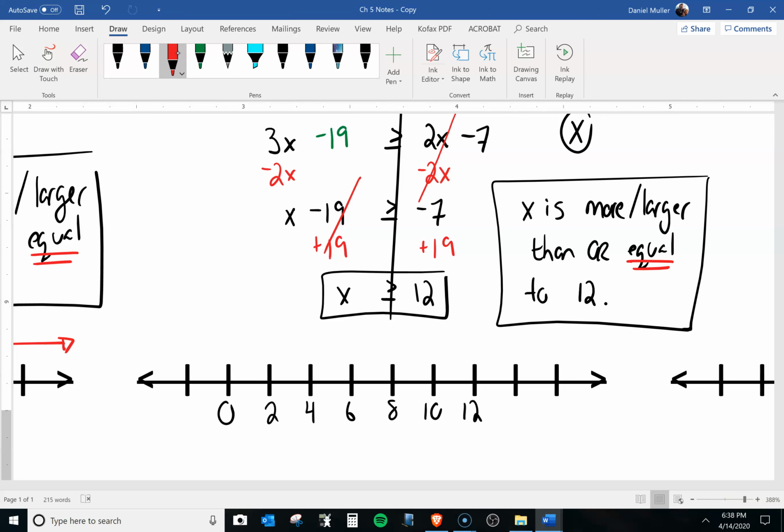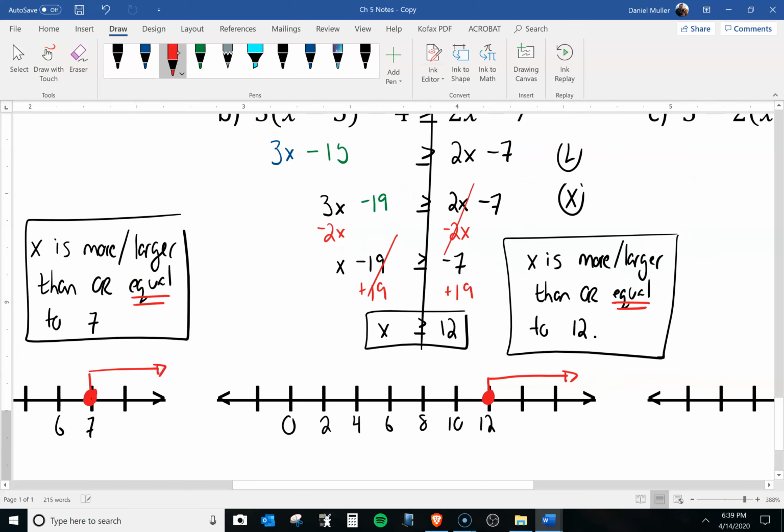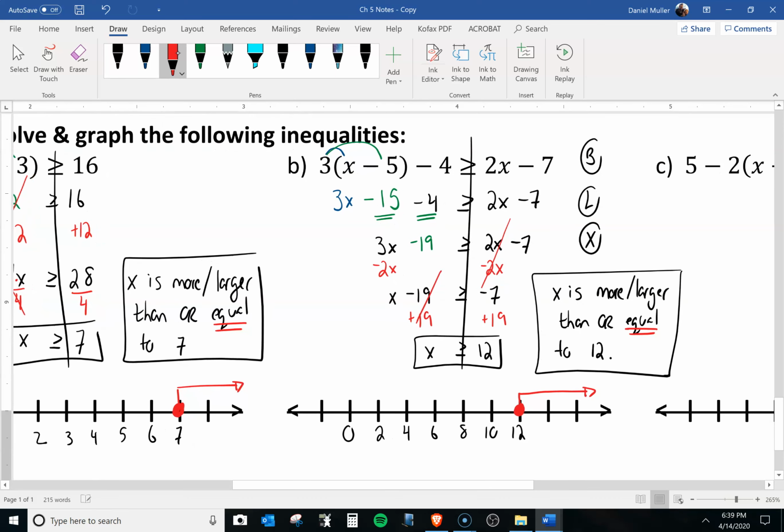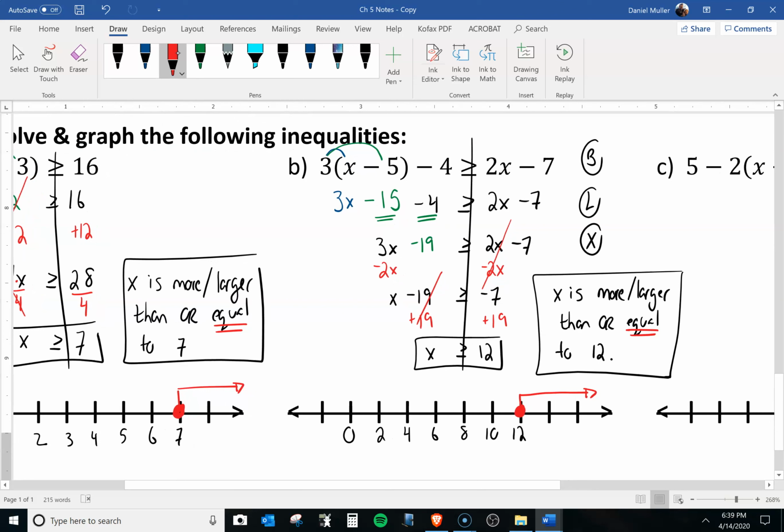And so here I am at 12 is equal to, so I fill in the dot. And more than would be to the right. So that's how we would have that. So let's zoom it out here. Again, we did the brackets. Then we did the like terms, the 15 and the 4. Then we moved over the smaller x. And then after that, it was all backwards BEDMAS.